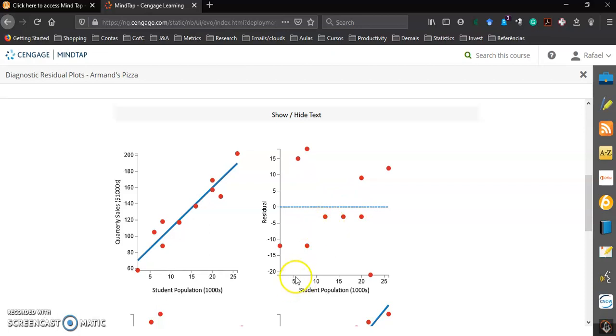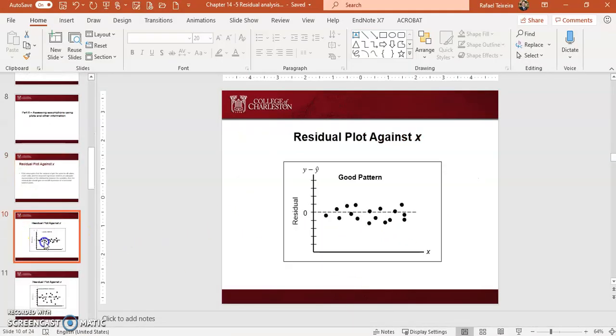This is basically saying that our model predicts the sales in a similar way regardless of the size of student population. That's a very strong assumption. What we're looking for is a good pattern like this, scattered around the zero line in a similar way. So low values of x and high values of x, the residuals vary in a similar way.